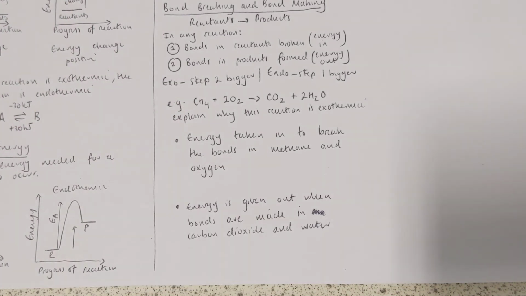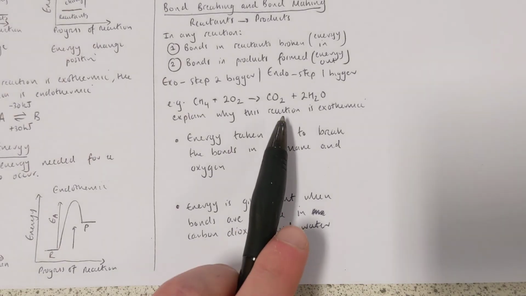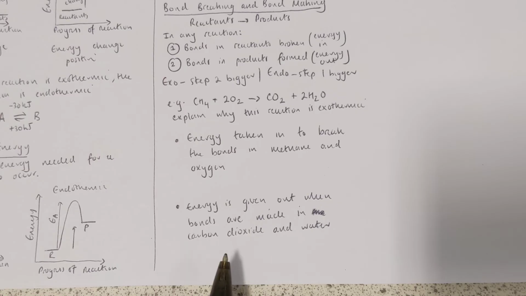You need to make the opposite point for the products, so you'd say that energy is given out when the bonds are made in the carbon dioxide and the water. So again, you need to name the products where the bonds are being made. Your final point is just a comparison about which one of these is going to be bigger.